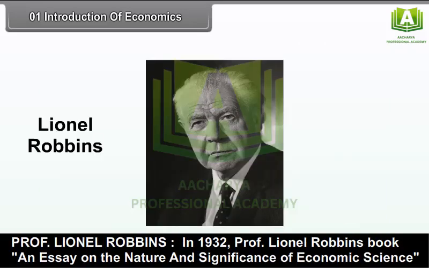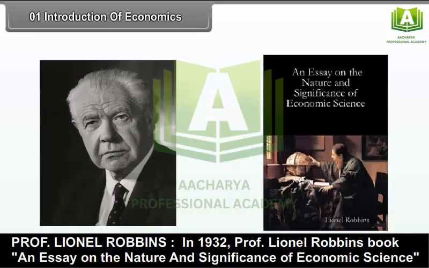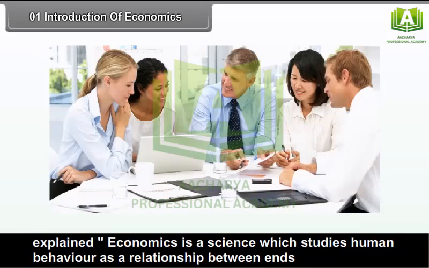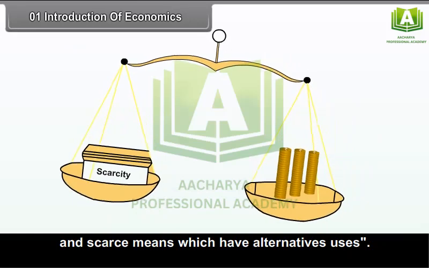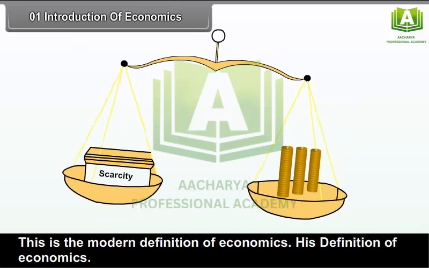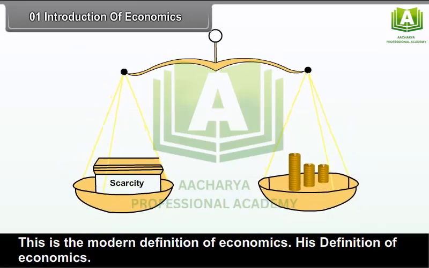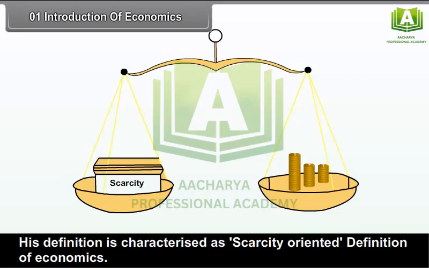Professor Lionel Robbins. In 1932, Professor Lionel Robbins' book An Essay on the Nature and Significance of Economic Science explained economics as a science which studies human behavior as a relationship between ends and scarce means which have alternative uses. This is the modern definition of economics. His definition is characterized as the scarcity-oriented definition of economics.